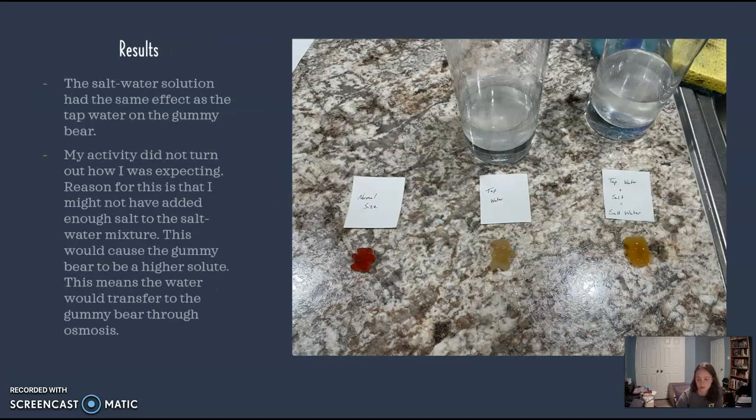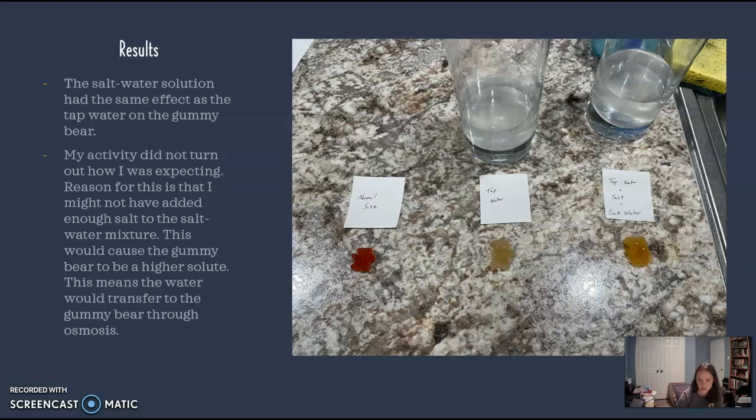Moving on to what happened when I conducted this activity. When I put my gummy bears in, they sat in the solutions for approximately 7.5 hours. I dropped them in at 8:30 in the morning, and I took them out at 15:30-ish. With that being said, these are pictures of how they looked when I took them out of the solution.